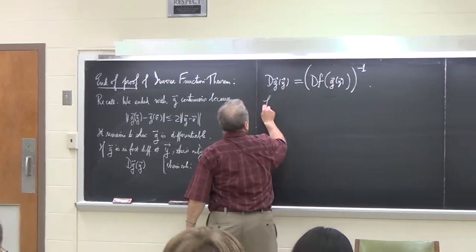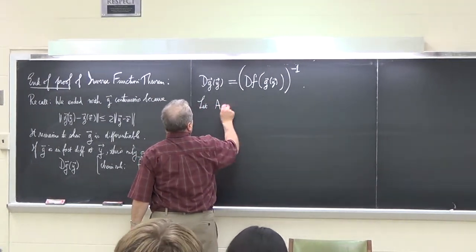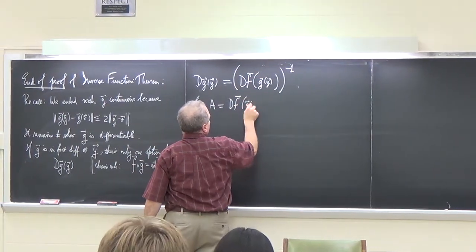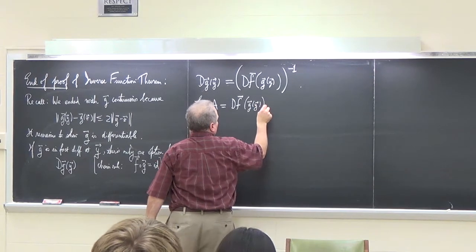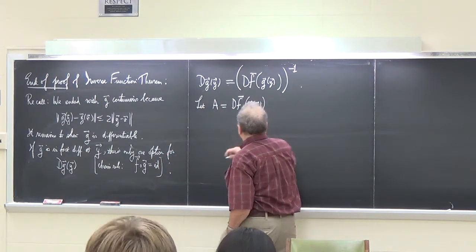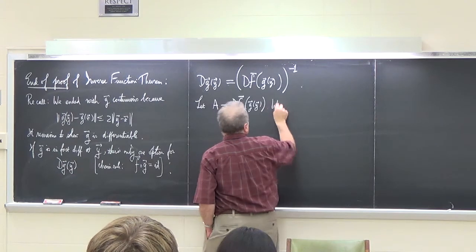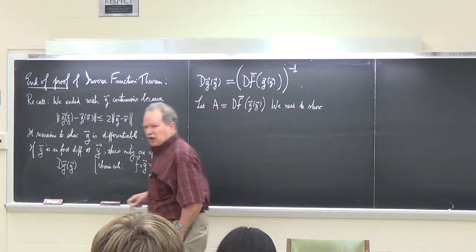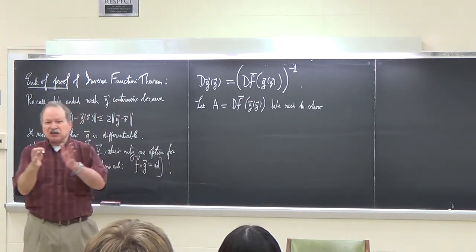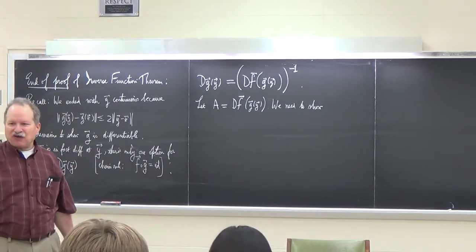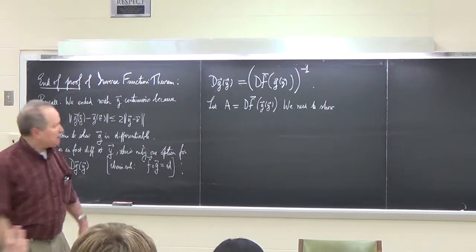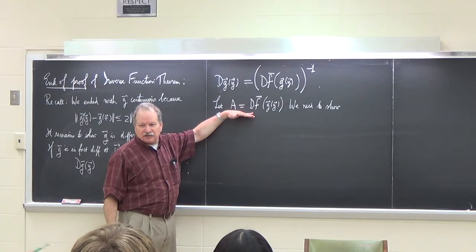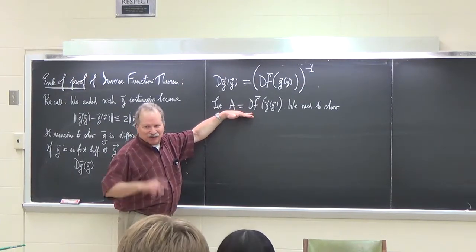So let's let A equal dF at G of y, and let's show. Wait, so we're proceeding just assuming G is differentiable at this point? No. I'm saying the definition of differentiable was that you have to find a linear map that has a property. I'm telling you we know what the linear map has to be, and now we have to prove it has the property. You need an inverse sign, right? Oh, I wanted to.